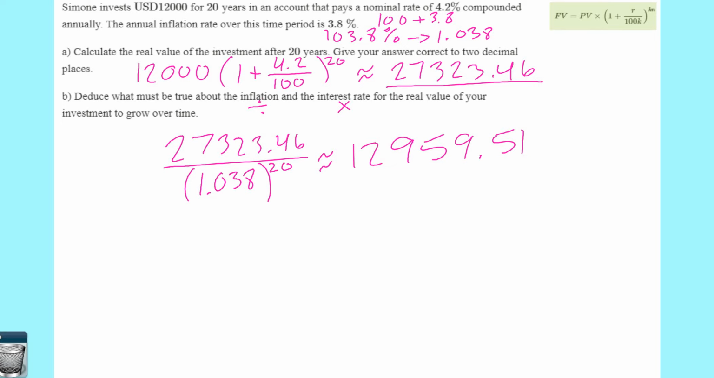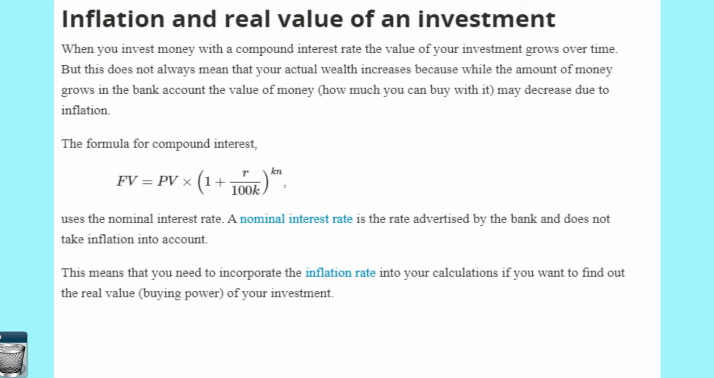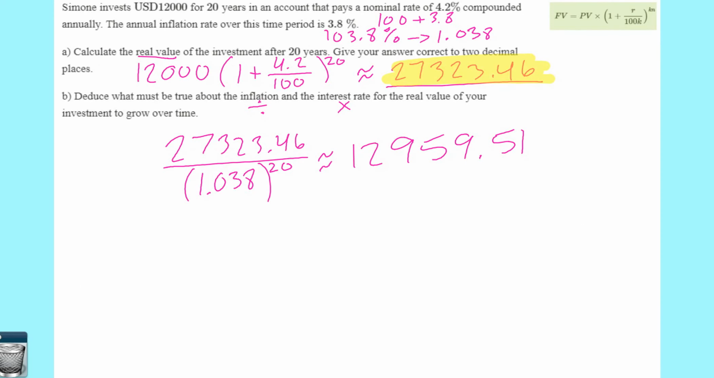Okay, just to clarify some vocab, because I think I said this wrong earlier. I said real value. This value right here is your nominal value. Remember, your nominal interest rate. So that's how much you would gain over 20 years. To find the real value, that's this answer.